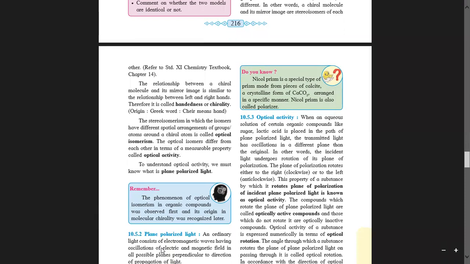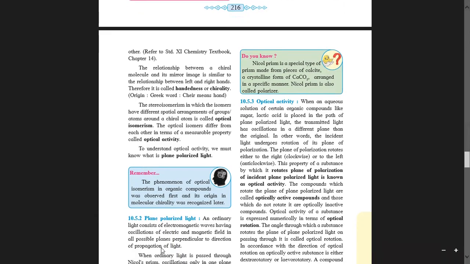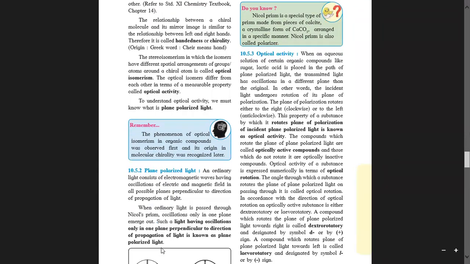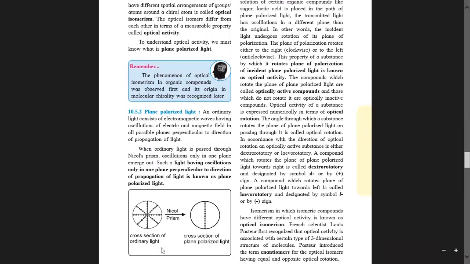Stereoisomerism in which isomers have different spatial arrangements of groups or atoms around the chiral carbon atom is called optical isomerism. Optical isomers differ from each other in a measurable property called optical activity. Other definitions of optical activity we will study in the next part. Before that, we will study what plane polarized light is and what ordinary light is.